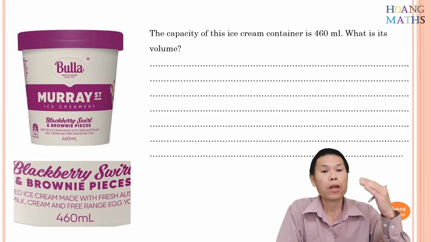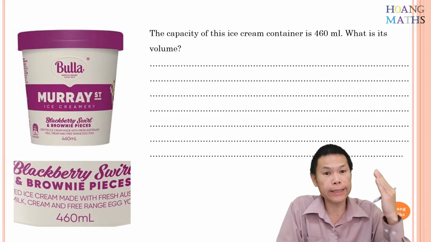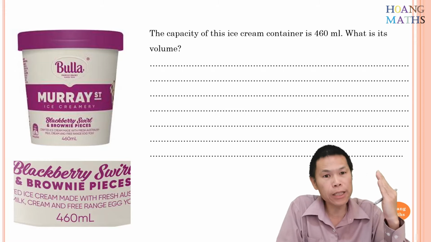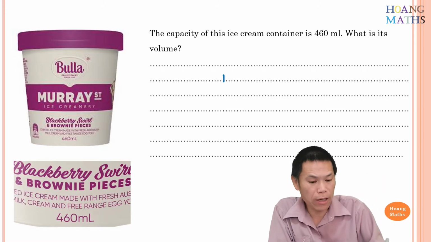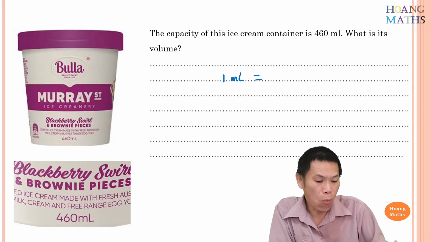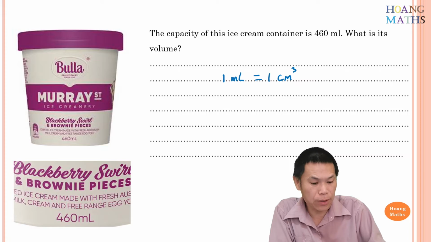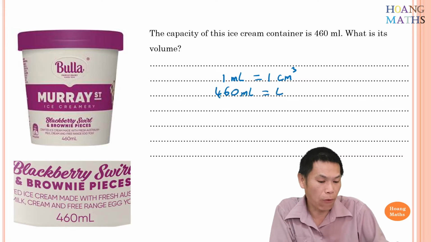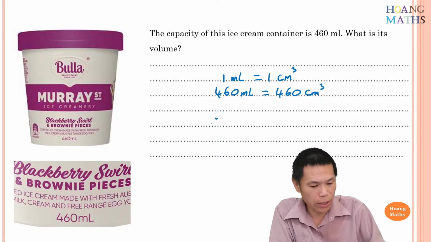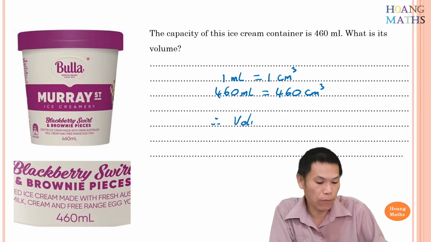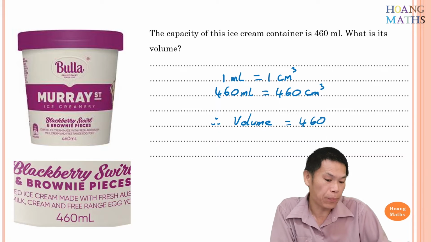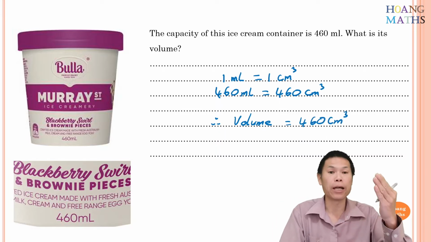Next one. We know that the capacity of this container here is 460 milliliters, and we know that 1 milliliter is 1 cubic centimeter. So therefore, we have 460 milliliters. So this will give me 460 cubic centimeters. So you can just write, therefore, volume, if you like, is equal to 460 cubic centimeters.